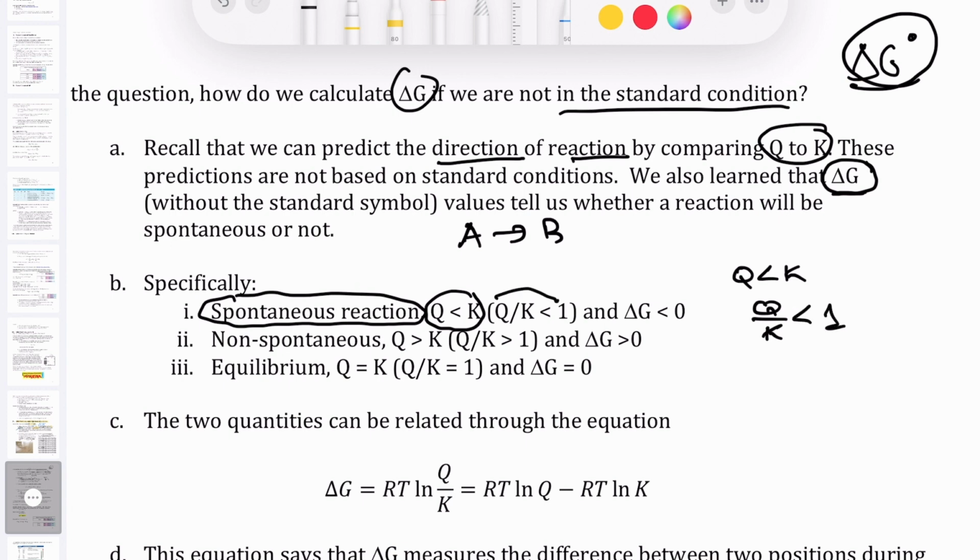We also know that a reaction is spontaneous when delta G is negative. So that's one fact. The other fact is when the reaction is not spontaneous, which means that it's going this way, we know that Q is going to be bigger than K. Again, another way of saying that is Q over K is greater than 1. But another way to think about that is delta G has to be positive for that reaction. And lastly, we know that at equilibrium, Q is equal to K, or Q over K is 1, and delta G is equal to 0.